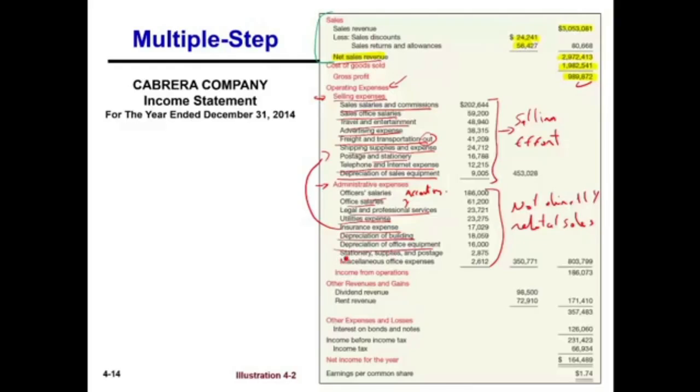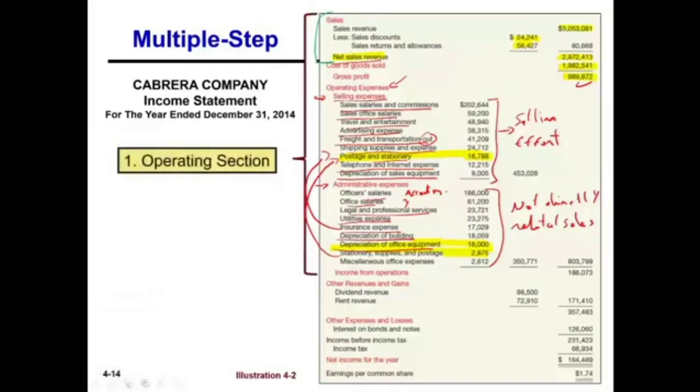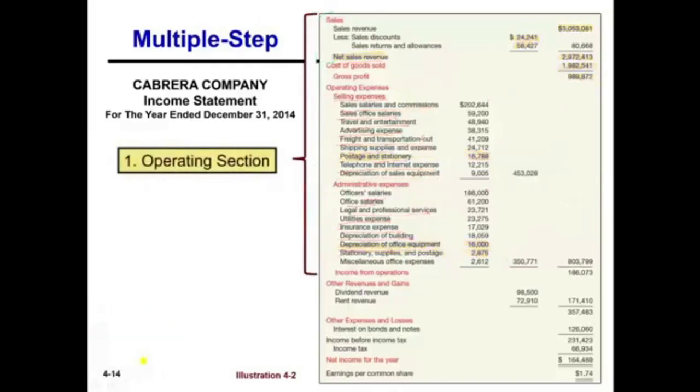Notice stationery, supplies, and postage, you have them in both. Well, some of the postage and stationery you are using in your selling effort, so they would be listed under selling, and some of it is being used under the administrative effort. So notice the same expense could be in two different places. Then miscellaneous expense. Okay. So now this section here, this is the operating section. Let me delete because now I have a lot of stuff. So this is the operating section.